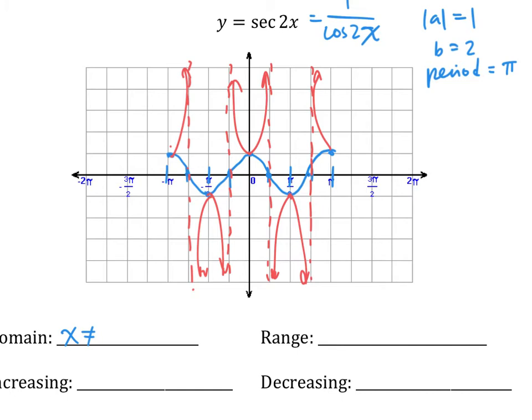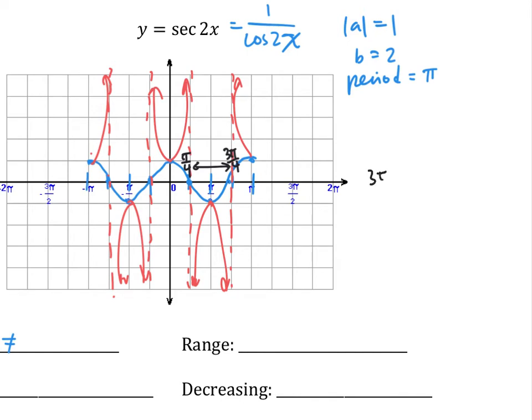First, I have to notice what this length is. So this is pi over 4. This is 3 pi over 4. You can ask yourself, what is the distance between them? So you can do 3 pi over 4 minus pi over 4, which is 2 pi over 4. Reduce that, pi over 2. So I know that length is very consistent, pi over 2.